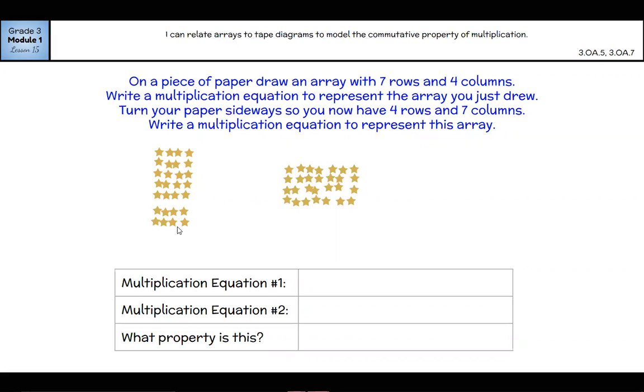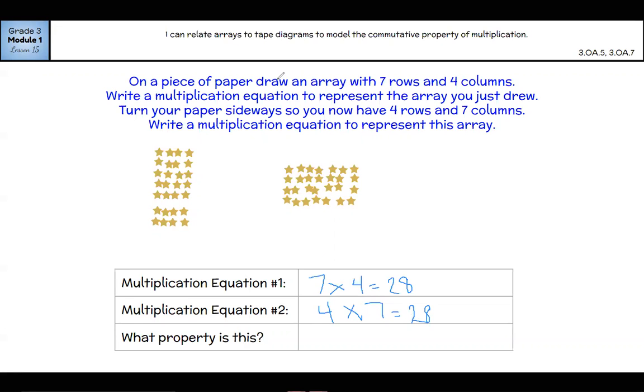This is 7 groups of 4, and then we need to write a multiplication equation for that one. So that is 7 rows of 4 equals 28 total. And then it says to turn your paper sideways, and I can't do that. So I drew it this way. So I now have 4 rows of 7, or 4 rows with 7 columns. So this one's 4 groups of 7, or 4 sevens, which also equals 28. And that property is called the commutative property of multiplication.